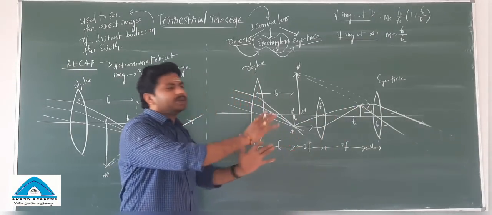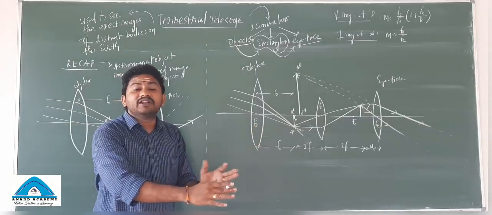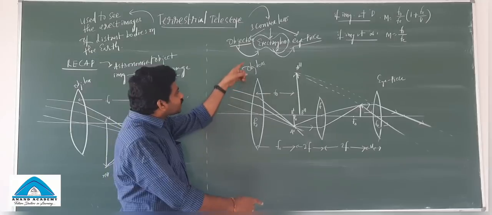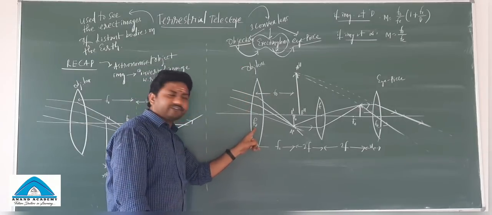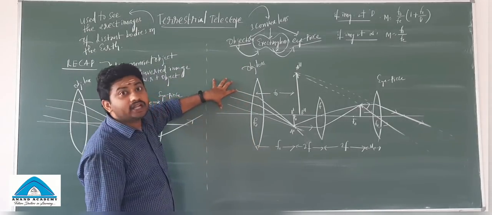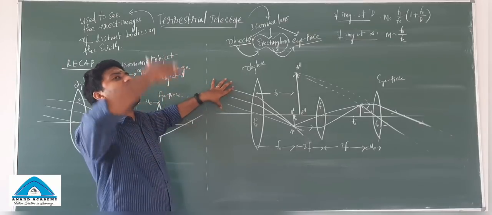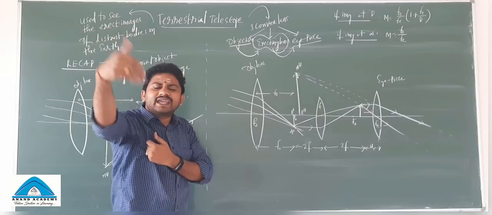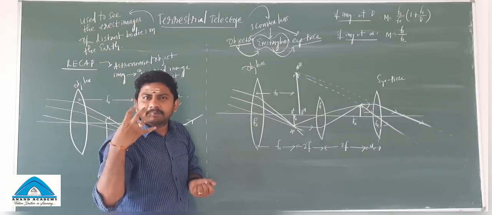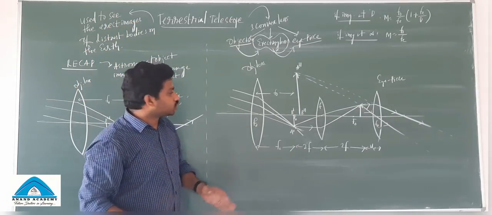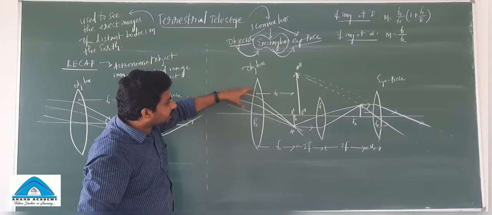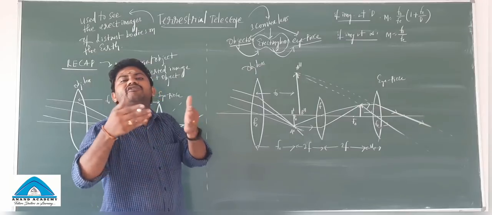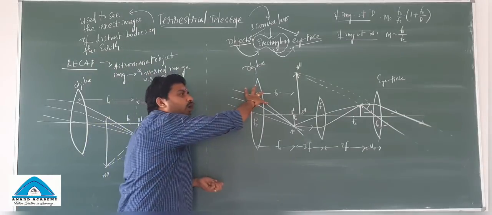Now, how will the image be formed? What will be the magnification in this situation? Let us learn. There is an objective lens of focal length f naught. The object is at infinite distance, right? So whenever the object is at far off distance, we take the light rays coming from it to be parallel to each other. The light rays are parallel to each other and incident on your objective lens. What happens? The image will be formed at its focal length.